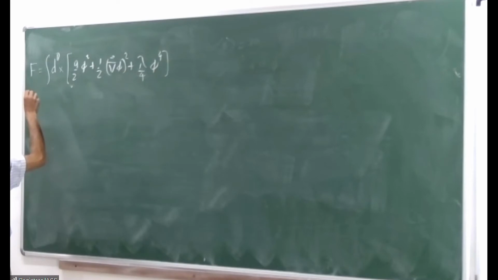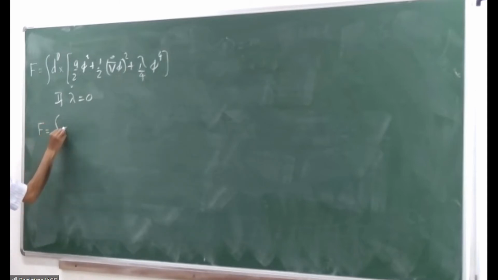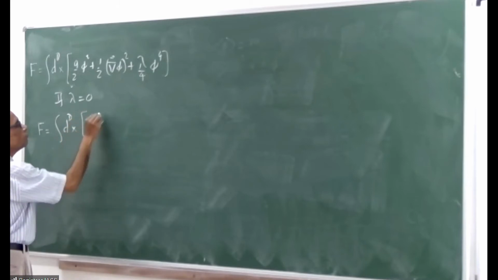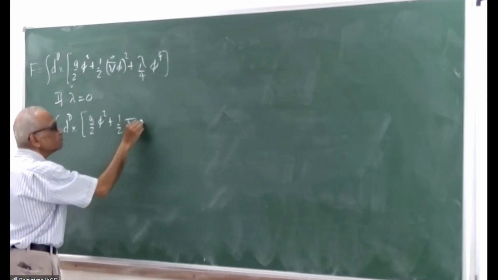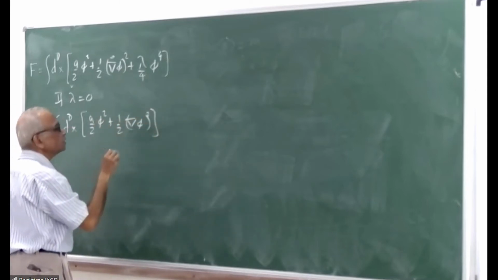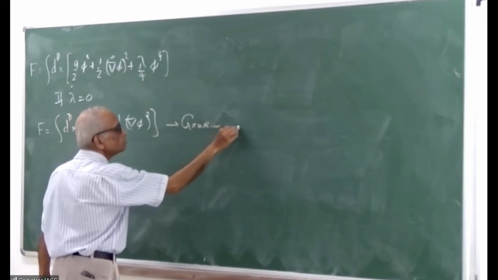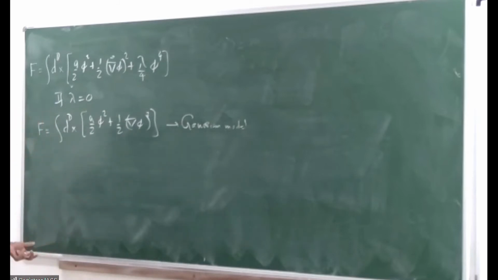So if lambda equal to 0, which effectively is a good statement for d greater than 4, f is equal to integral d^dx, a over 2 phi squared plus half grad phi squared, and this is the so-called Gaussian model, and is exactly solvable, because that is exactly the integral that we learned how to do.